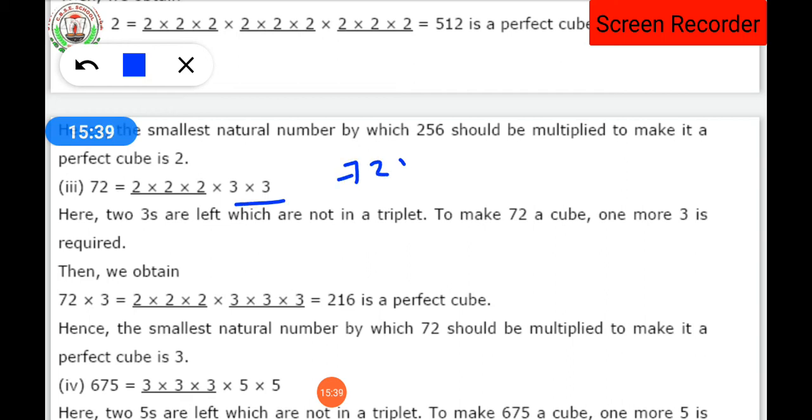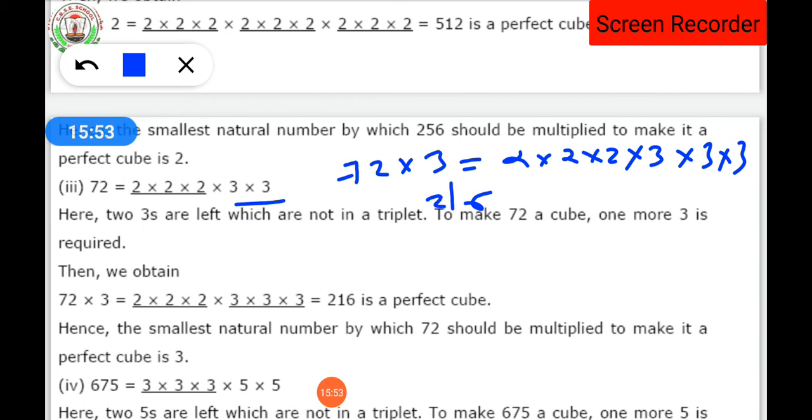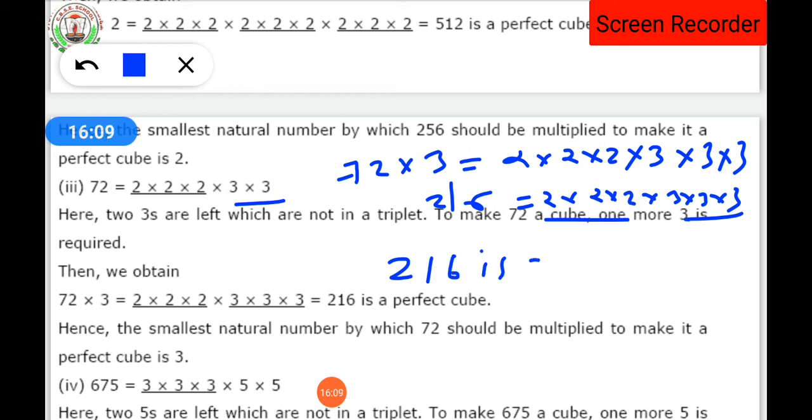So 72 into 3 is equals to 2 into 2 into 2 into 3 into 3 into 3. So 3 2s are 6, 3 7s are 21. Now we can say that 216 has the factors 2 into 2 into 2 into 3 into 3 into 3. The factors having the complete pair of the 3 numbers, hence we can say that 216 is a perfect cube.